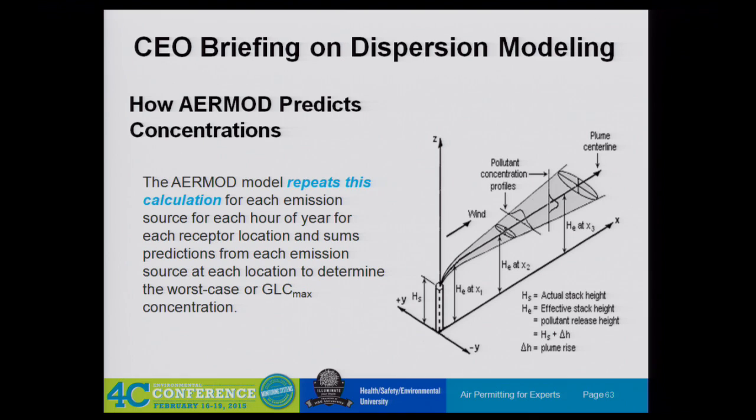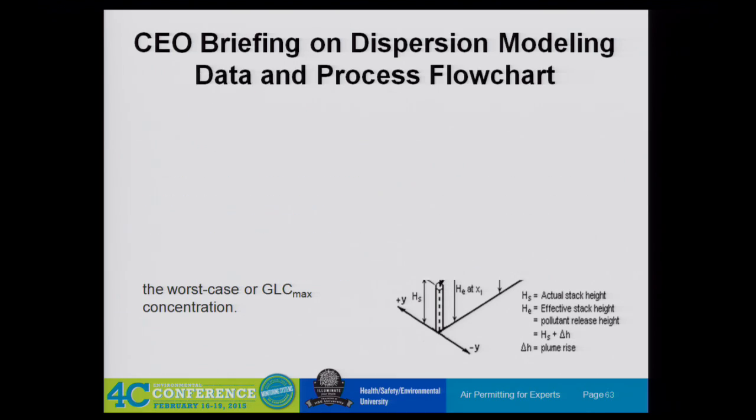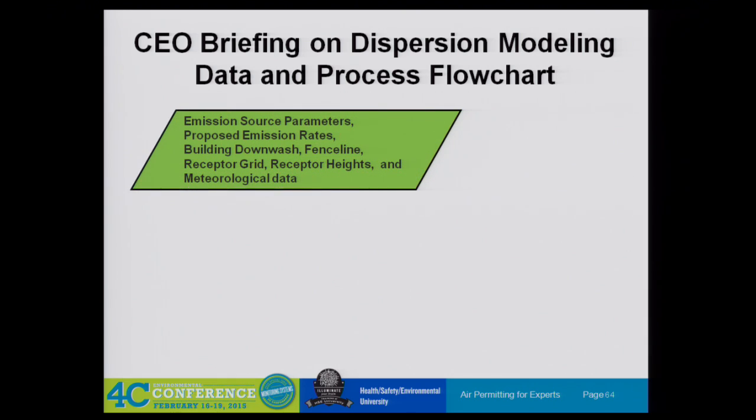Keep running through this. I already said this. It just repeats this process for every emission point, for every receptor location, for every hour of the year. Okay. So how does it work?